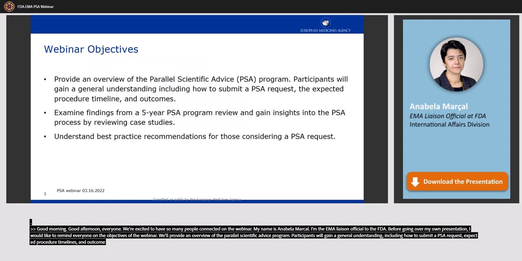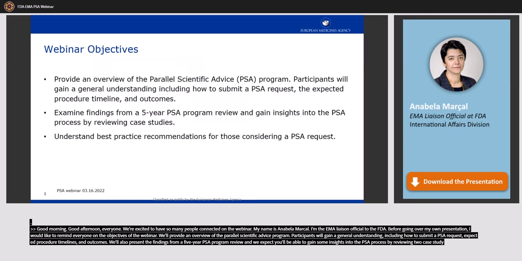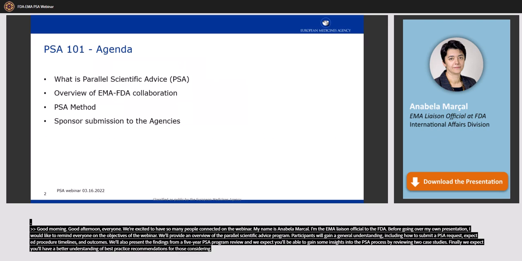We'll also present the findings from a 5-year PSA program review, and we expect you will be able to gain some insights into the PSA process by reviewing 2 case studies. Finally, we expect you'll have a better understanding of best practice recommendations for those considering a PSA request.